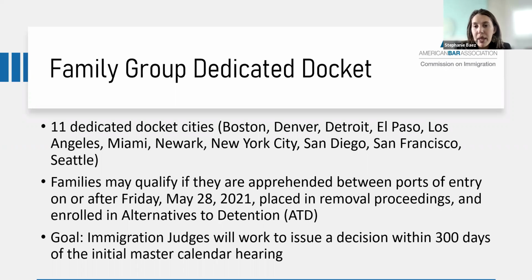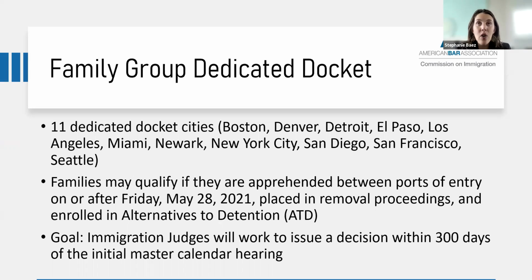Families qualify or are placed into the dedicated docket if they were apprehended in between ports of entry after May 28th, 2021, and they were then placed in removal proceedings and enrolled in alternatives to detention. The goal, or the thing that makes these dedicated dockets stand apart, is that the goal is for the immigration judge to resolve the case and issue a decision within 300 days of that first initial master calendar hearing, which, for those who practice immigration know, is significantly faster than many non-detained cases in removal proceedings.